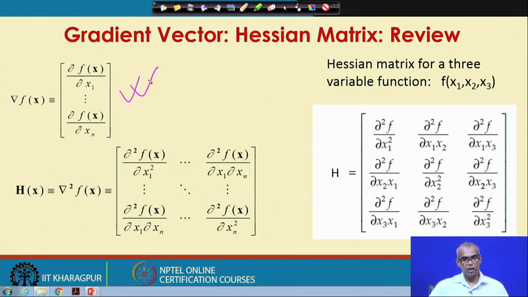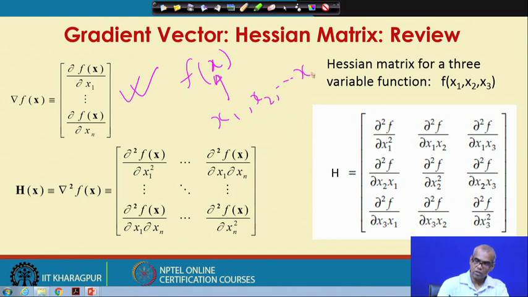So, if you have a function f x where x has n components, that means x is an n vector x 1, x 2 up to x n, then the gradient will be a column vector with n components, and the components will be the first partial derivative of the function f x with respect to each variable in turn. So, del f del x 1, del f del x 2 up to del f del x n.